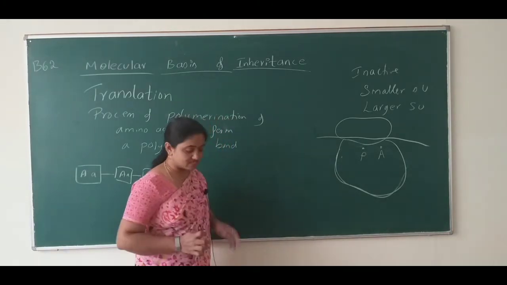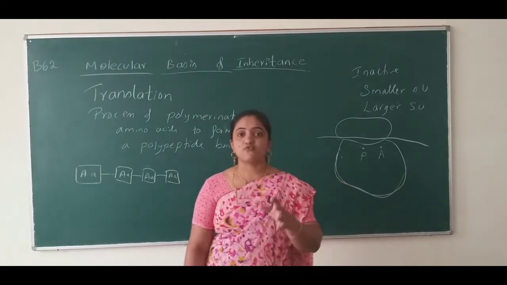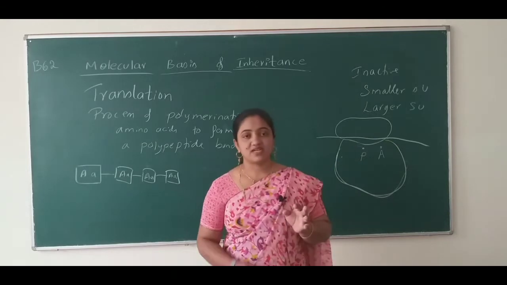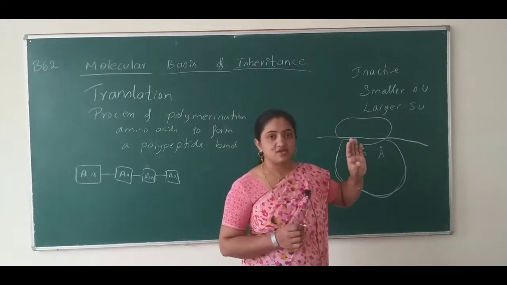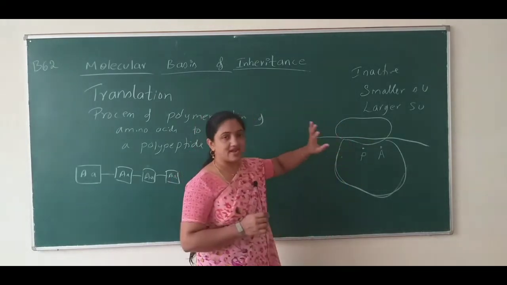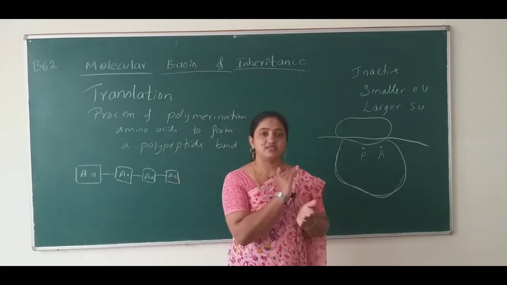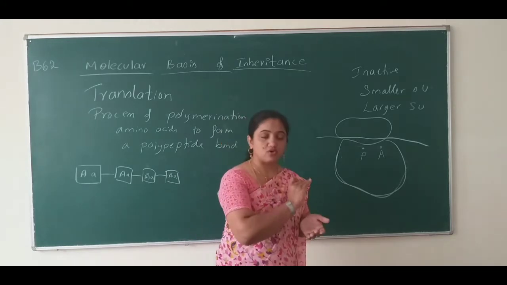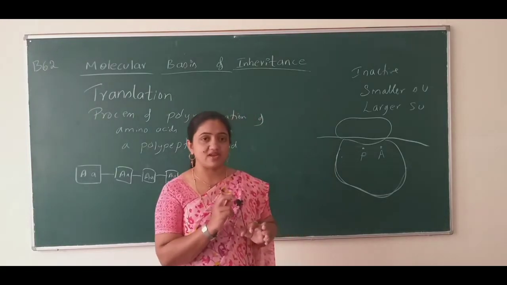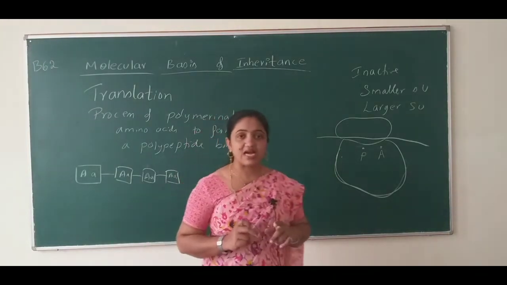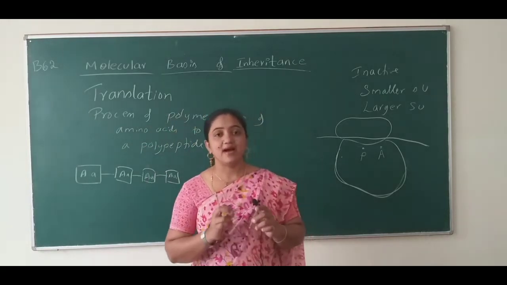For the translation process, the mRNA should synthesize the proteins. The mRNA already has the ribosome. So what next? It needs the adapter molecule, which should be complementary and should code with the mRNA. And one more thing the tRNA is doing here: the tRNA is bringing the activated amino acid.